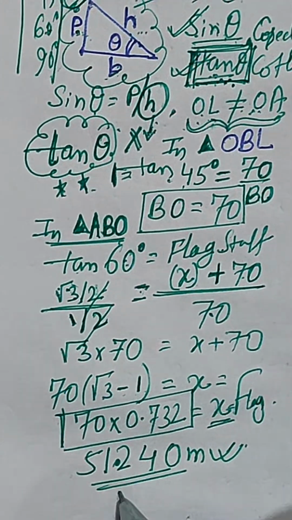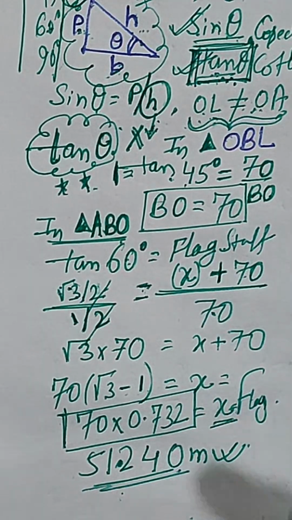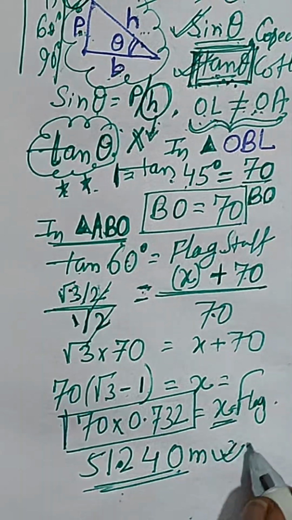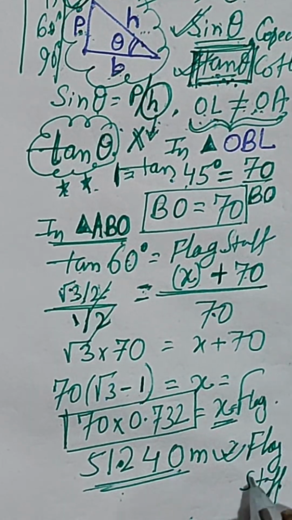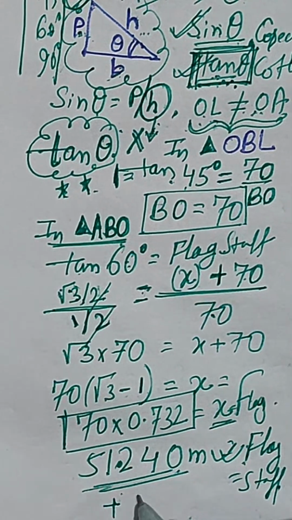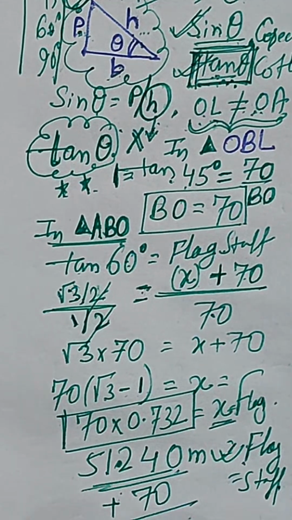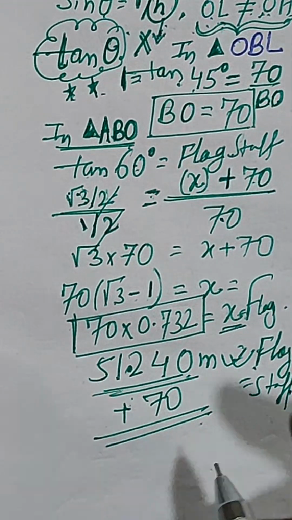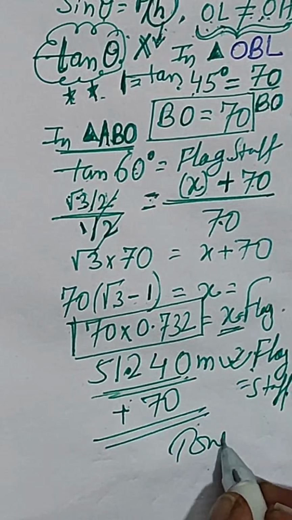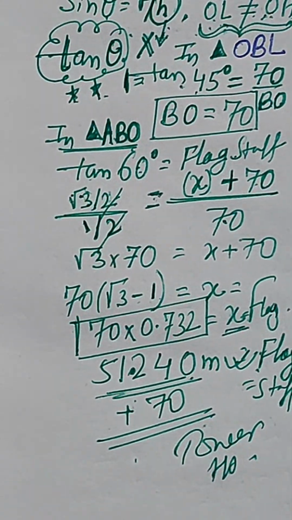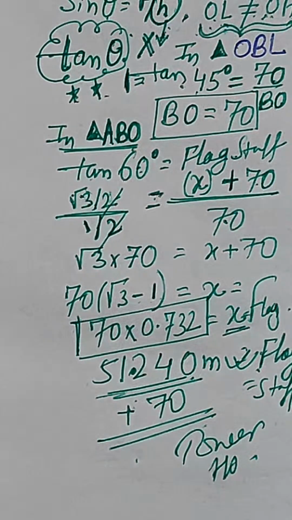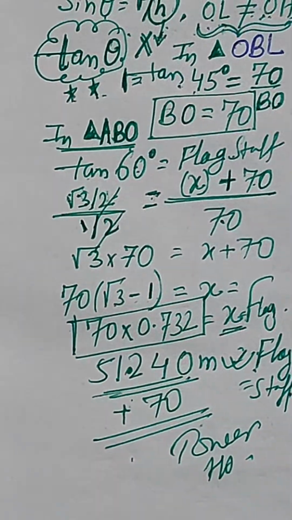Anyway, so 51.240 meter is the height of the flag staff, and tower height, when you add 70 to it, right, this will give you the tower height. So students, if you want to, you can ask me the question maybe into the chat. Let me take a separate question without wasting so much time. This is again a question from NCERT.